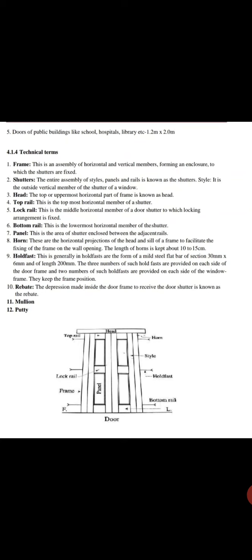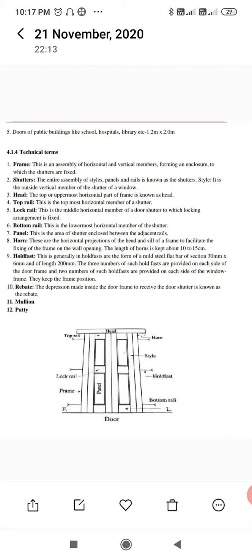Then the hold fast. Generally, hold fasts are in the form of a mild steel flat bar section 30 mm by 6 mm. The length is 200 mm. Three such hold fasts are provided on each side of the door frame. Two such hold fasts are provided on each side of the window frame. They keep the frame in position.